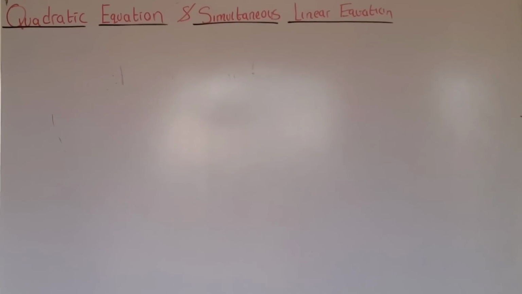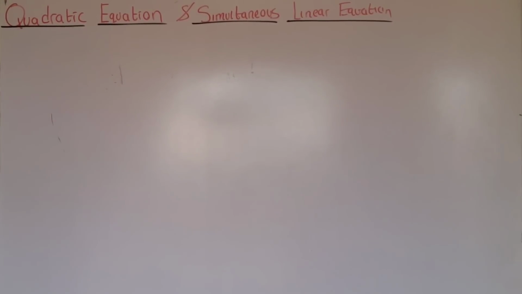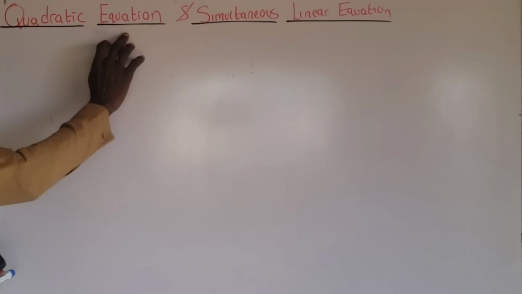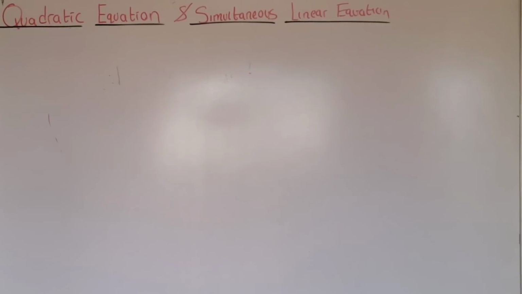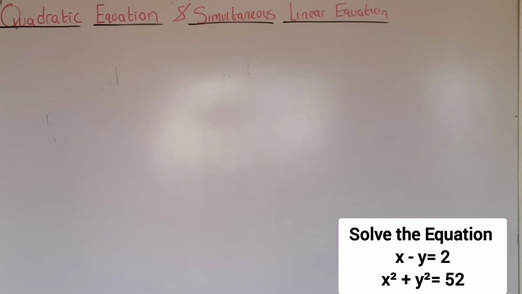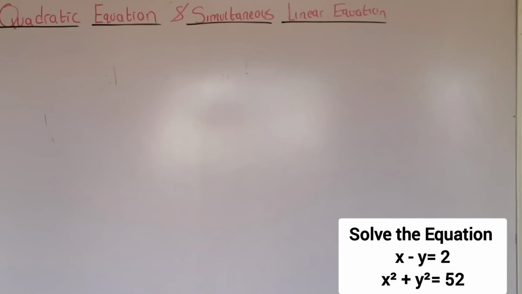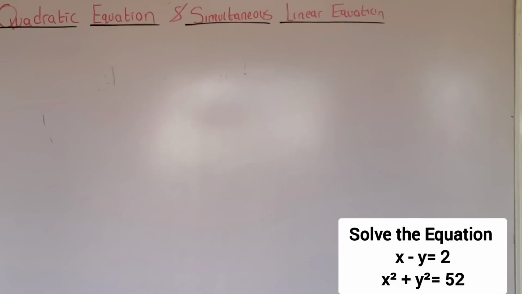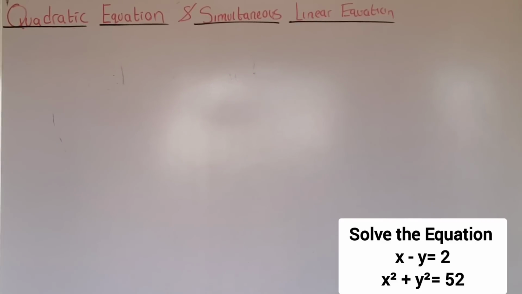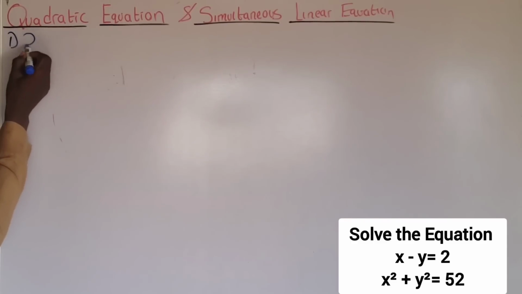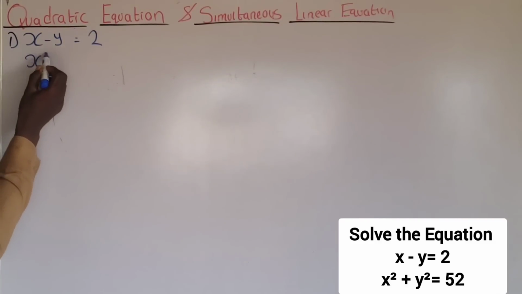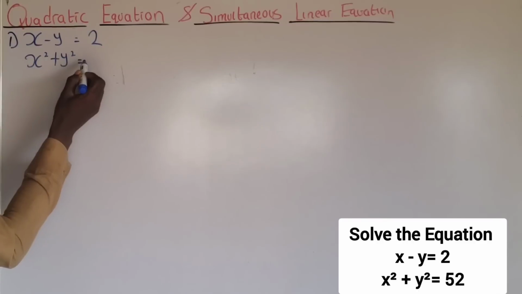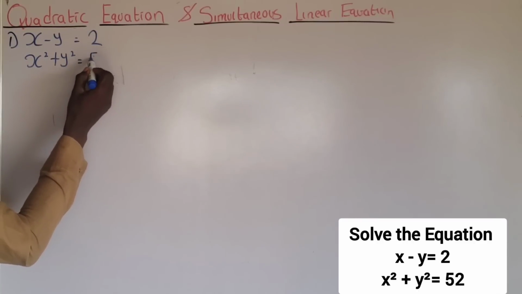In this class, we are going to learn how to solve equations involving a quadratic equation and simultaneous linear equations. Okay, let's start with the first question. We are asked to solve the equations x minus y equals 2 and x squared plus y squared equals 52.